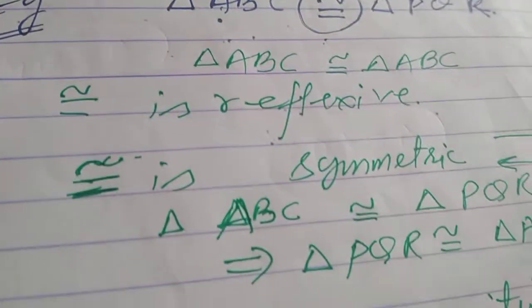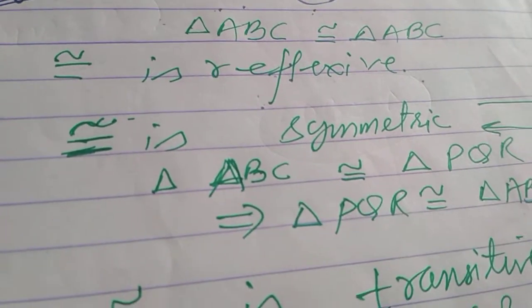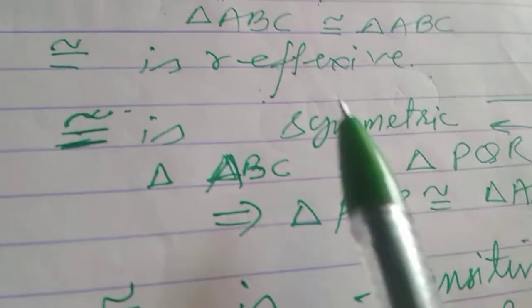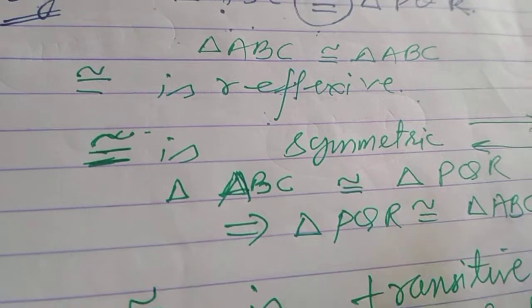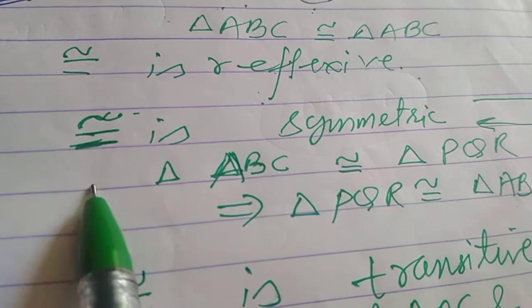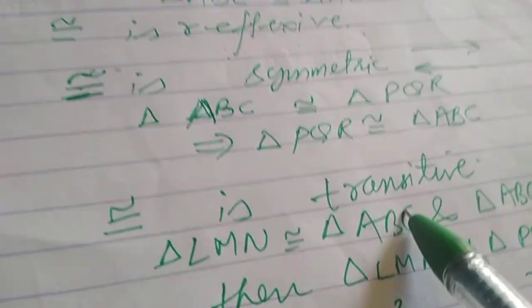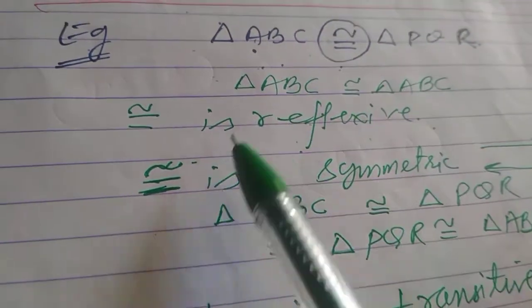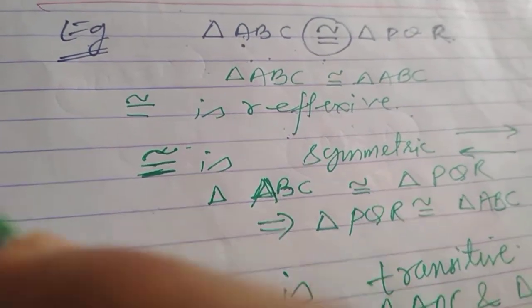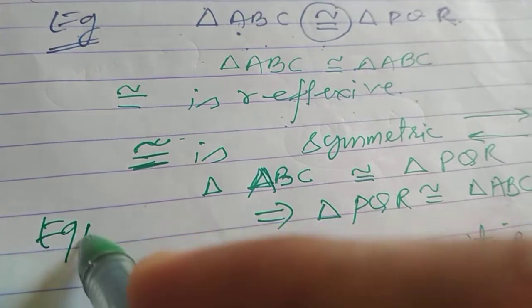Okay, so this is a small gist of what we are going to study in 12th standard. It is an example of the congruence relation. So when a relation is reflexive, symmetric and transitive, then because of all these three properties, it will be called an equivalence relation.